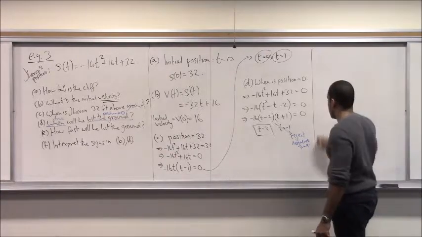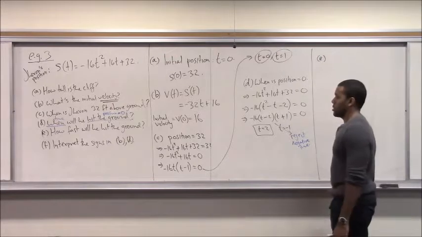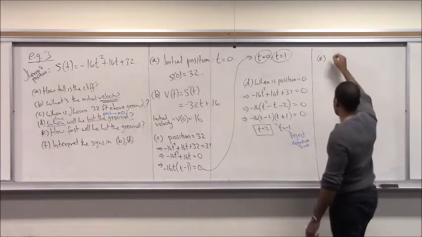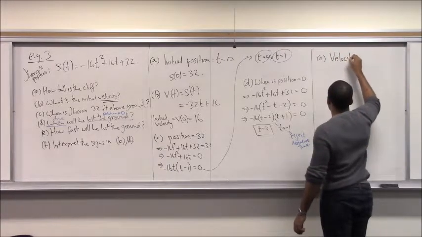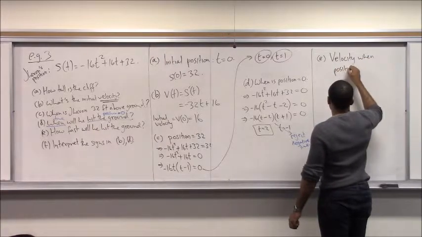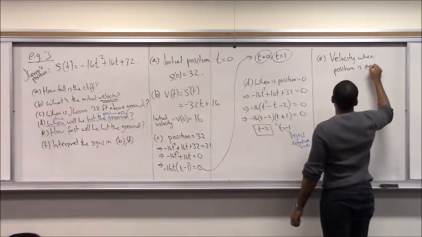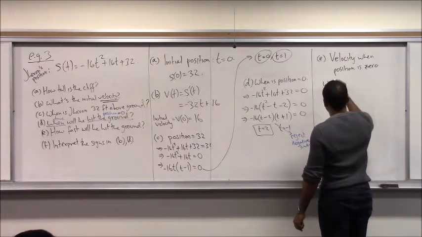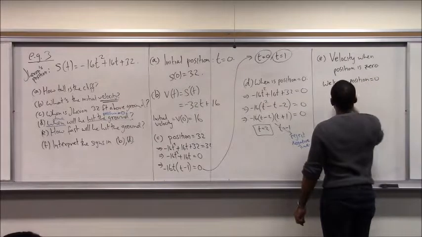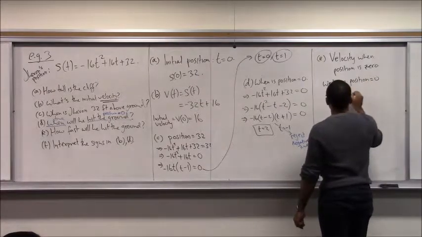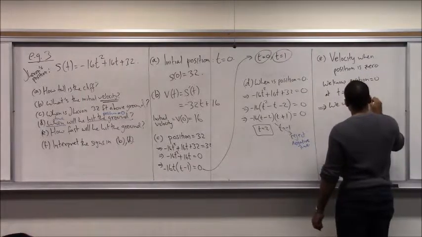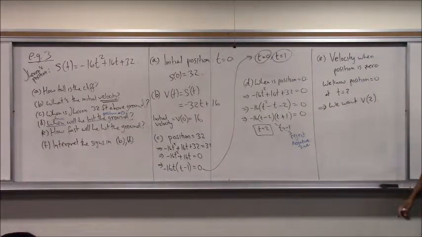How fast will he hit the ground? That would be velocity. That's velocity, right? So how fast is talking about velocity when ground means position is 0. And we know position is 0 at t equals 2. This means we want velocity at 2. After 2 seconds, how fast is he moving?